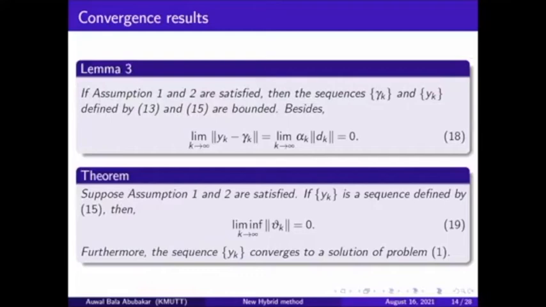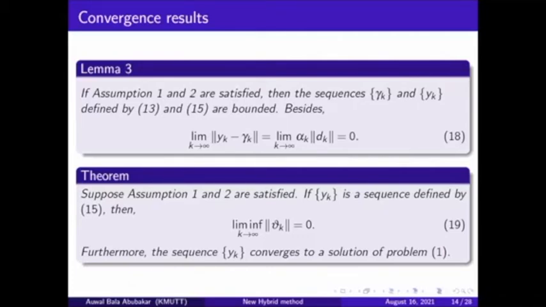Number 3 is if assumptions 1 and 2 are satisfied, then the sequences gamma k and yk defined by 13 are bounded. Besides, equality holds, equation 18 also holds. Then finally, using these 3 lemmas, we establish the main theorem of the work.